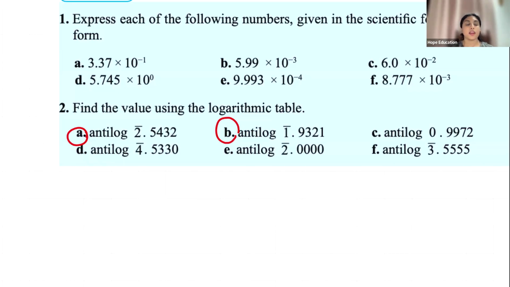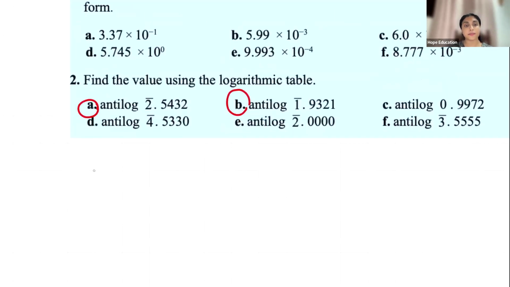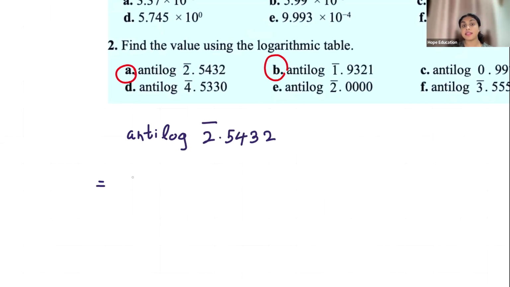Okay, Lama. Let's discuss. I hope all of you have finished. Antilog bar 2.5432. Now here, this is the mantissa and this is the characteristic. Mantissa only you read from the log table. So read this from the log table. What is the value you got for this?